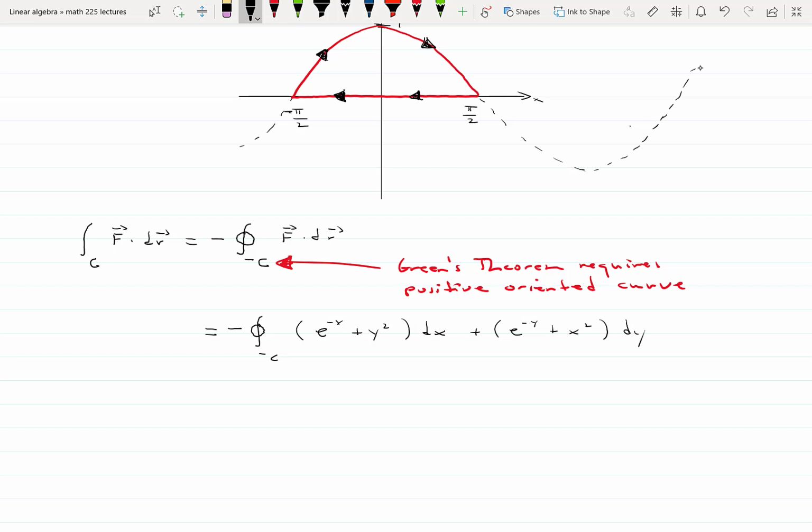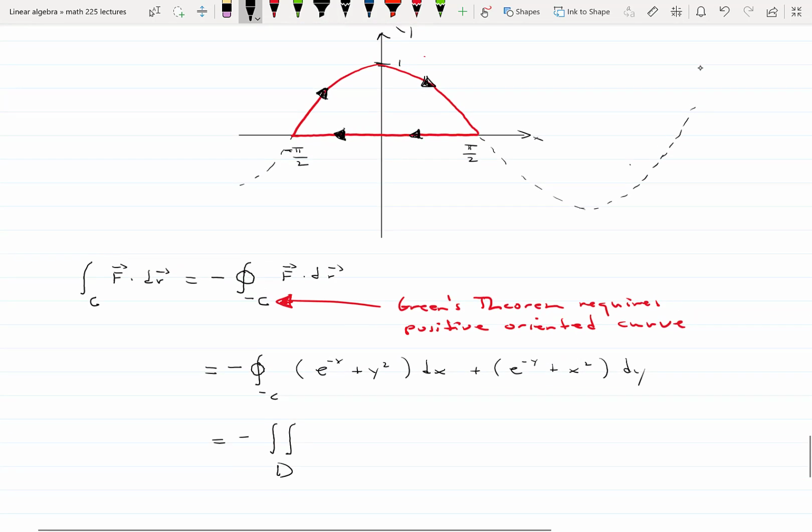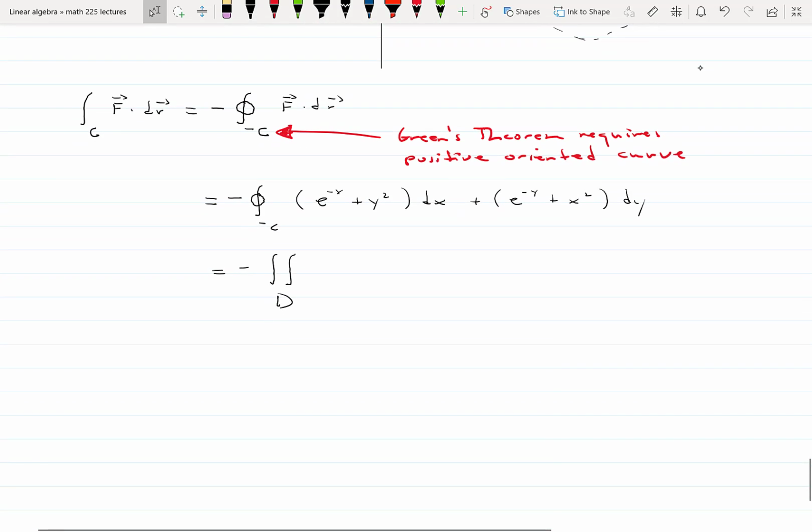Okay, and let's invoke Green's theorem here. Green's theorem says negative is just going to follow. This becomes the integral along the interior of the region, we'll call that D, and C was the negatively oriented curve. So the interior of D of the partial of Q with respect to x. So the partial of e to the minus y plus x squared with respect to x.